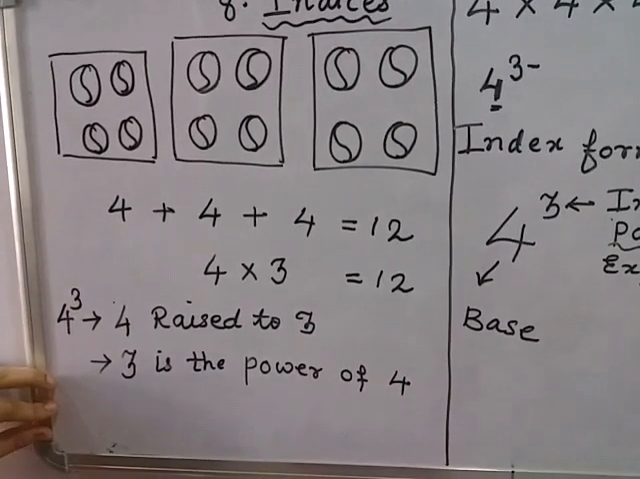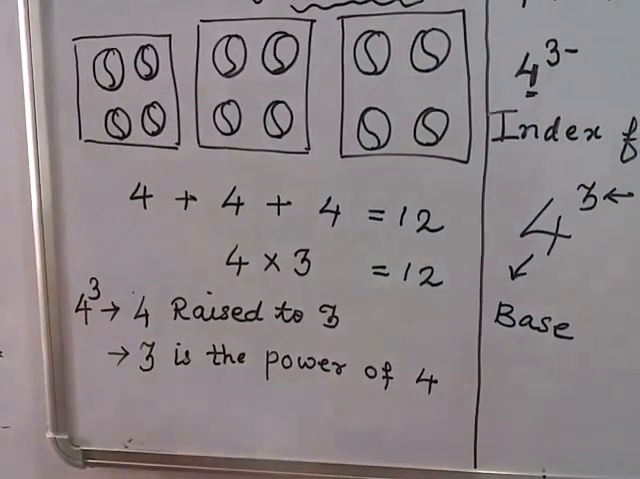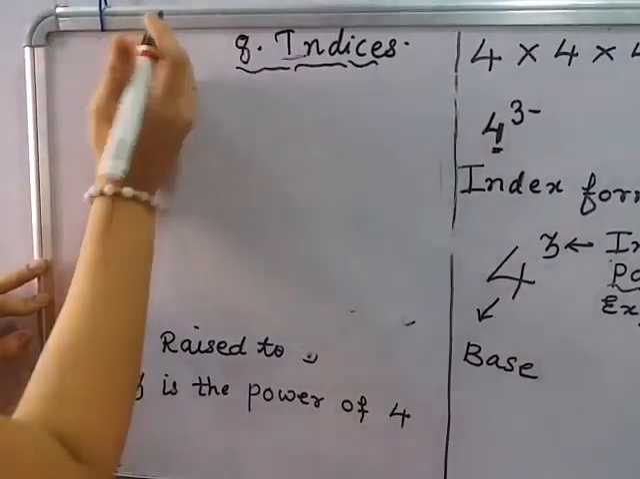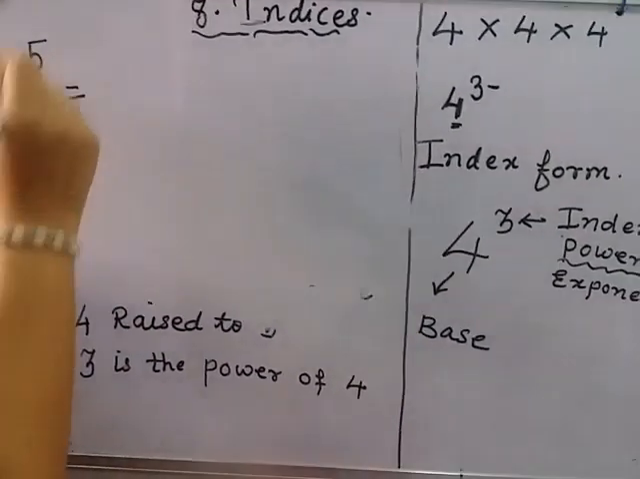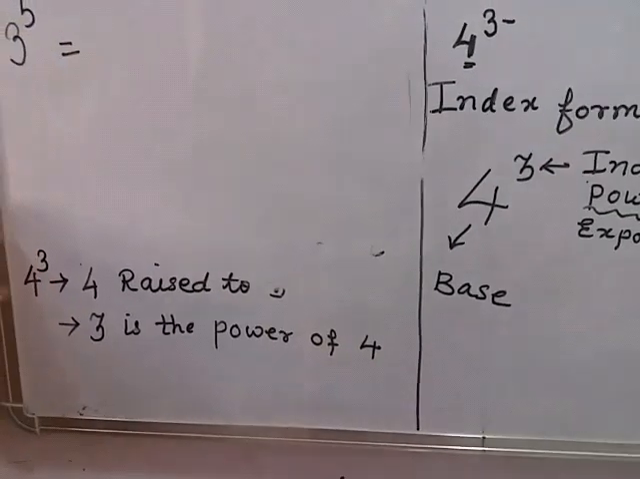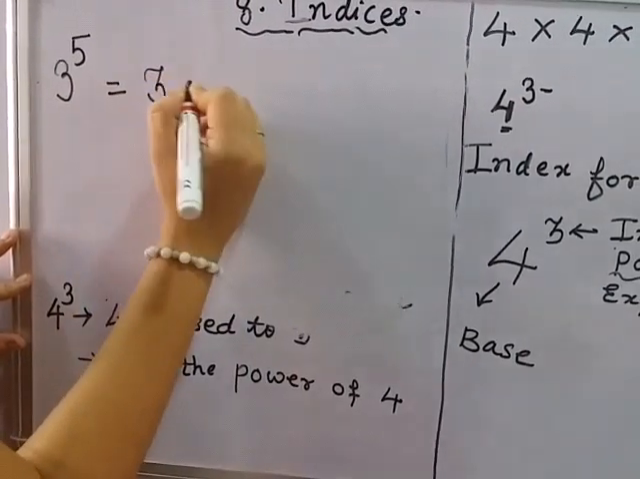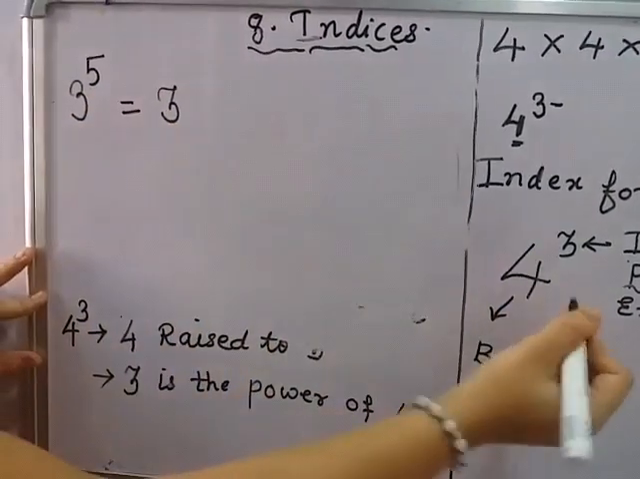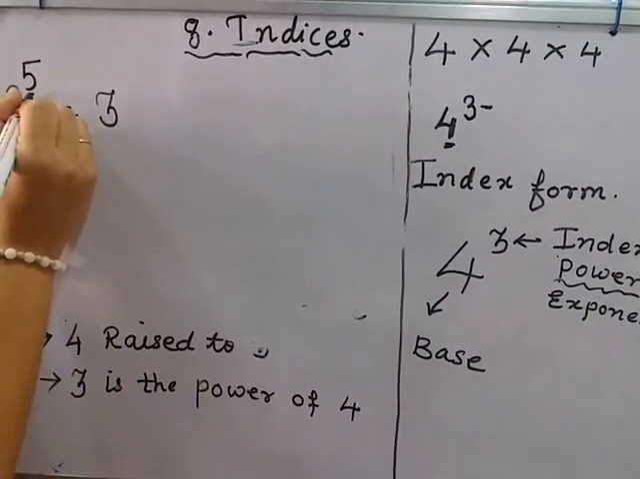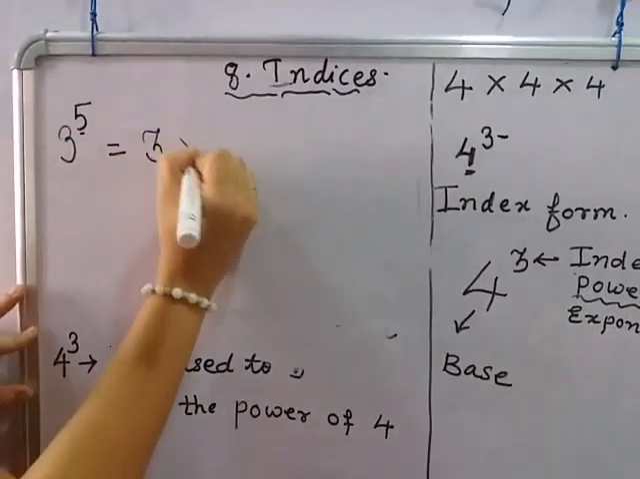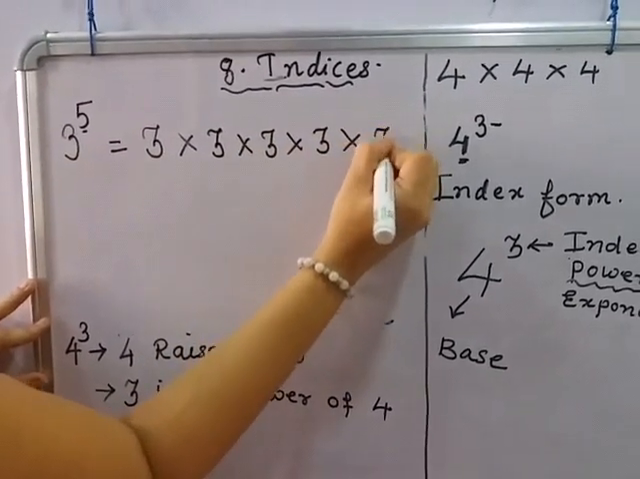Then there is one more question: write down in the multiplicative form. Any number is given to us. Let's take one example. 3 raised to 5. How to read the number? 3 raised to 5, or 5 is the power of 3. So if the question asks, write down in the multiplicative form, how to write the multiplication form? It means you have to write down this base, the base which you are writing below. That base you have to write down as many times as the index given to us. So how many times is the index? 5 times. So I will write 3 five times. So 1, 2, 3, 4 and 5.